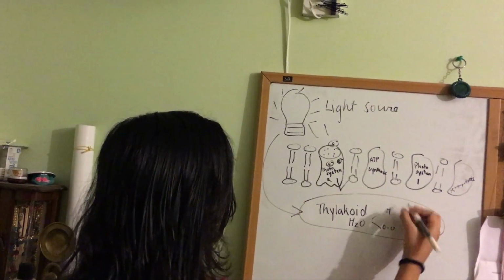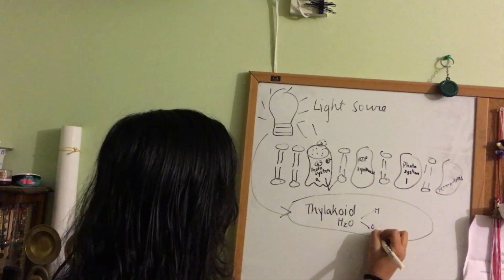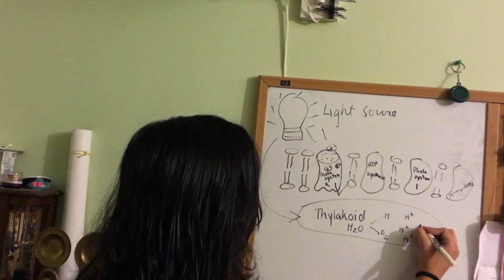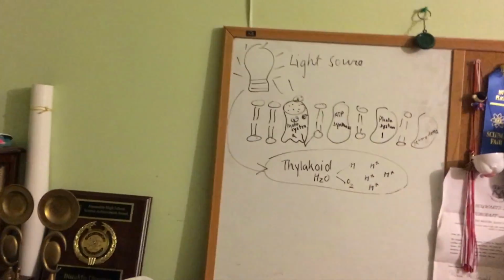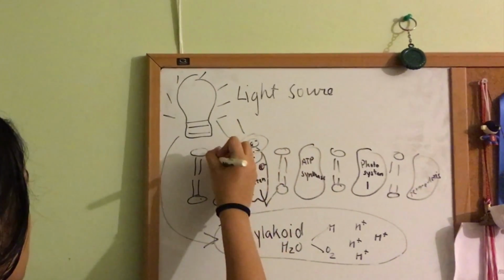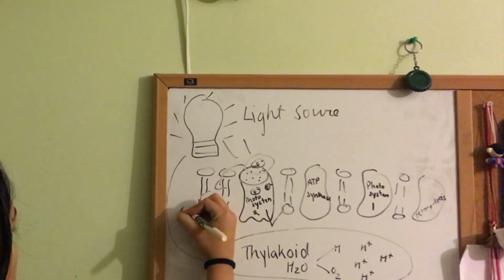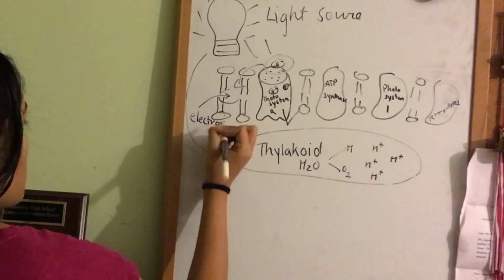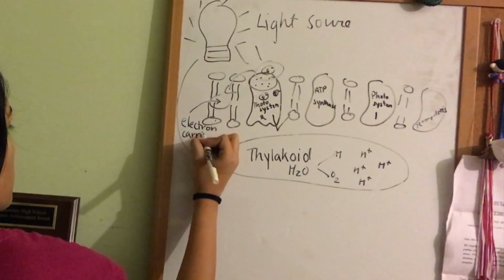Water is then split by an enzyme to produce electrons, hydrogen ions, and an oxygen atom. This process is driven by the energy from light and is called photolysis. The electrons are supplied one by one to the chlorophyll A molecules of the reaction center. The excited electrons pass from the primary acceptor down an electron transport chain, losing energy at each exchange.